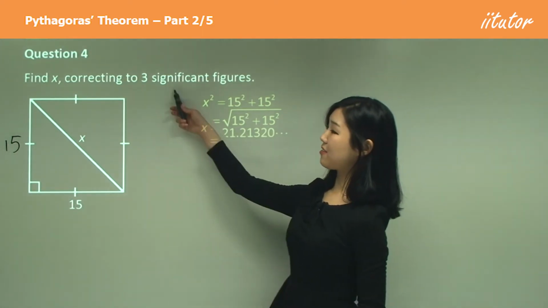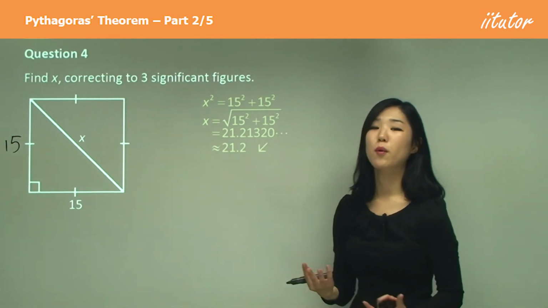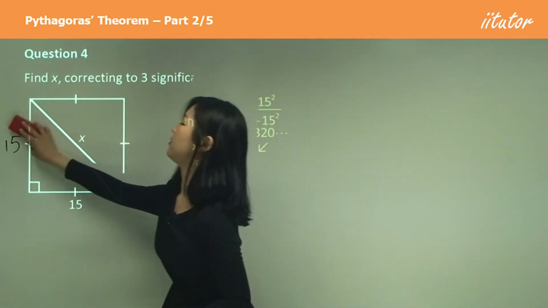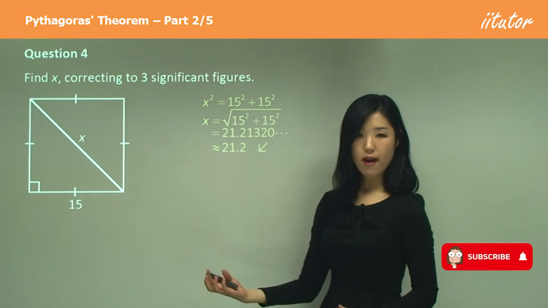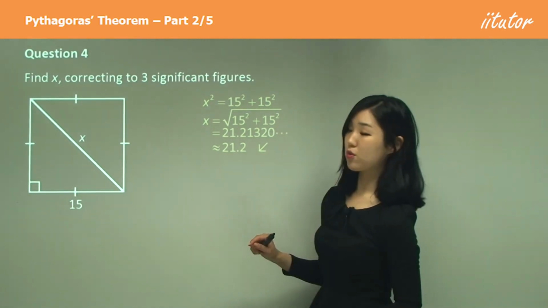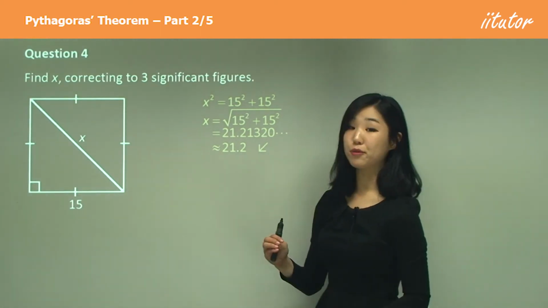Now, what is the answer to 3 significant figures, guys? Should be 21.2. That's easy stuff, right? I don't have to explain that in much detail. So even if it's not a direct right angle triangle, you can find right angles within a shape. So like the square here, you can make up a diagonal and then find your pronumeral.